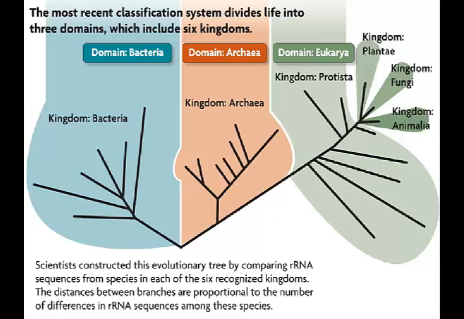The domain eukarya is made up of all organisms with eukaryotic cells. Eukaryotic cells have a distinct nucleus and membrane-bound organelles. Eukarya may be single-celled, such as most protists. They can also be colonial, such as some algae, or multicellular, like you. The domain eukarya includes the kingdoms Protista, Plantae, Fungi, and Animalia.